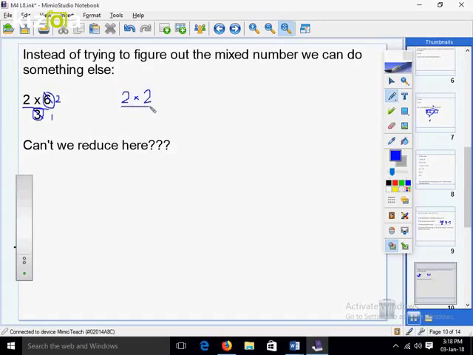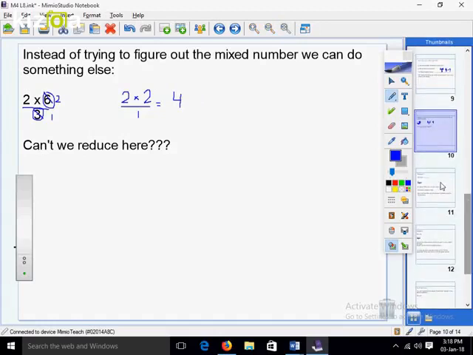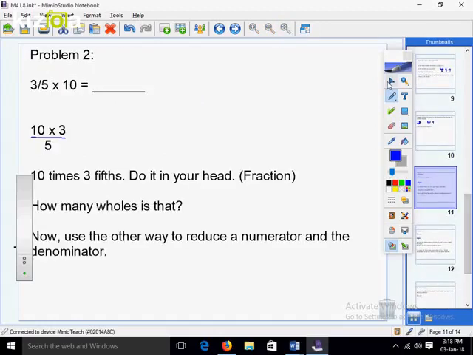Do you have to put the over 1? Not really, but you can put it there if you want to. So what's 2 times 2? It's 4 over 1, which is the same as 4. A little bit faster, but just another way that we can think of it. Either way works.